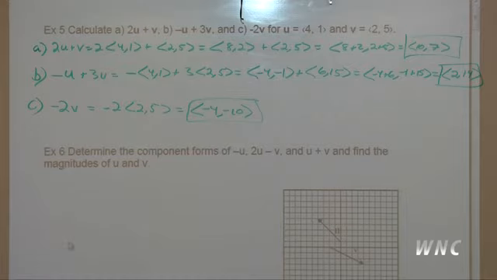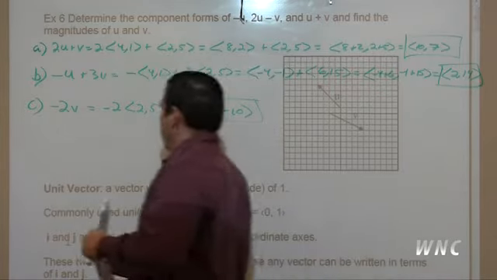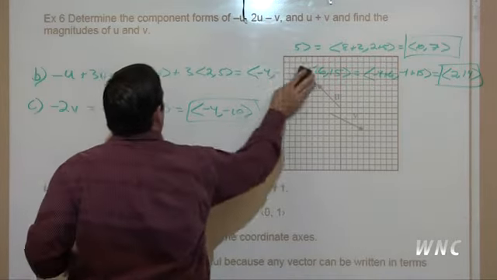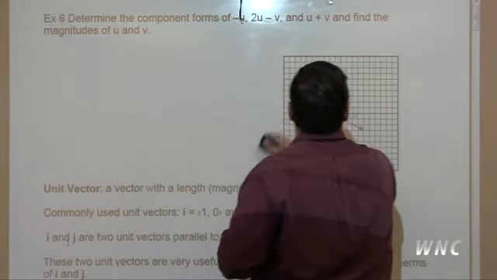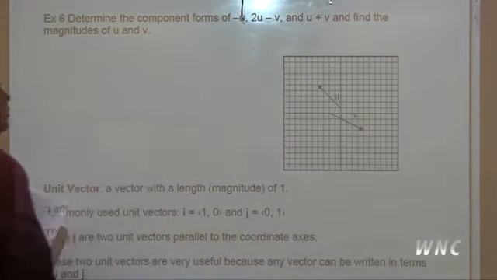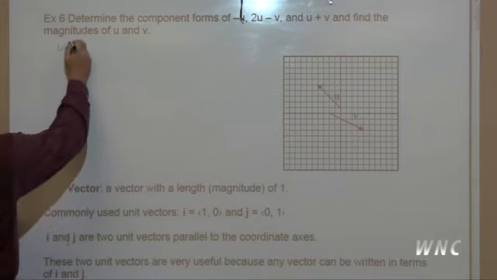Okay, we'll move on to example 6. Determine the component forms of negative u, 2u minus v, and u plus v, and find the magnitude of u and v. So first of all, what is u?